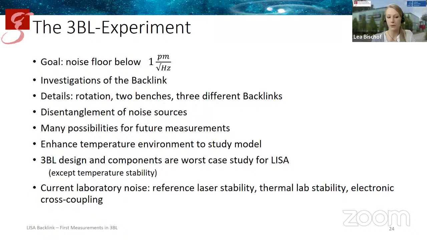One thing that we can do is to enhance the temperature environment to study our model from temperature to phase coupling. Except for this very high temperature stability of our backlink fiber, which is inside the vacuum chamber, the rest of the design and the components of the Three-Backlink experiment are a worst case study for LISA. So therefore, this is very helpful. Currently, we have an understanding of our laboratory noise, and we are working on improving that.